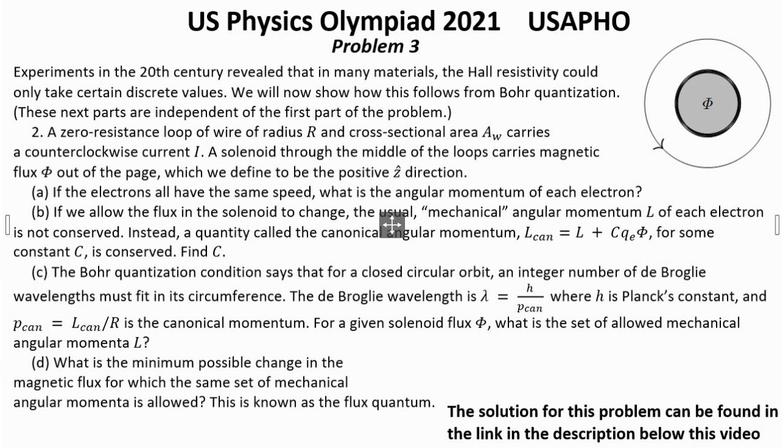Question D. What is the minimum possible change in the magnetic flux for which the same set of mechanical angular momenta is allowed? This is known as a flux quantum.